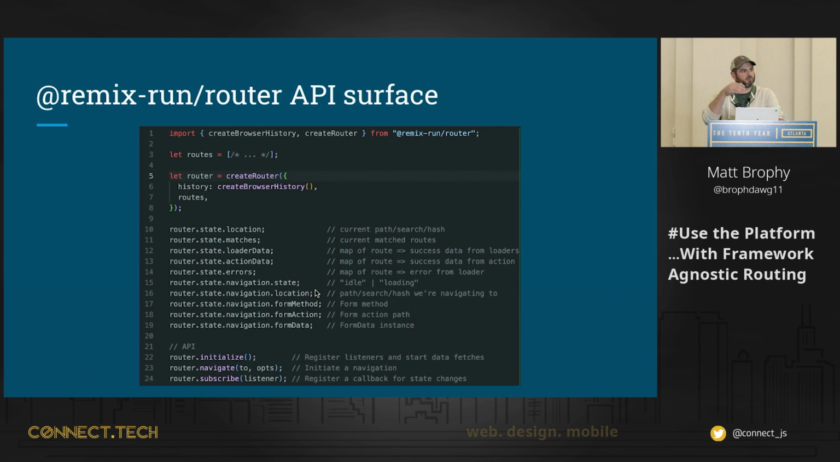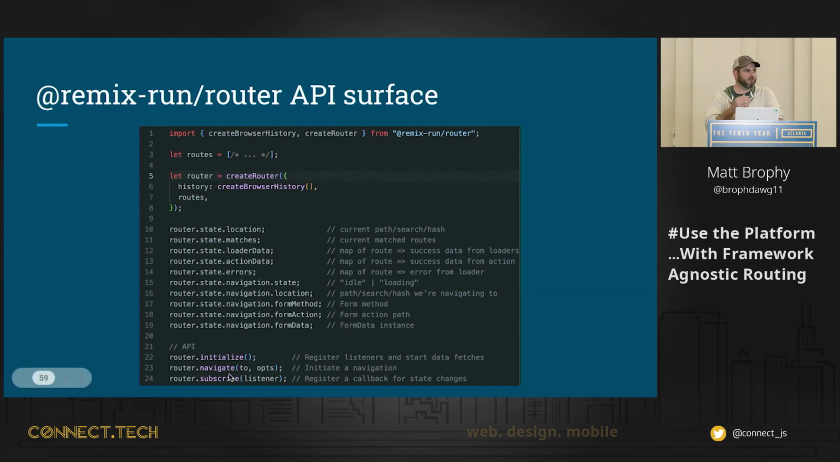It's going to give you the location we're navigating to, so the path, the search, and the hash. And if it's a submission or mutation navigation, we're going to get the form method, the form action, the form data, and I believe the encoding type is in there too, which is just not in this screenshot. And then the public API for that thing: initialize is what sets up all the history listeners and kicks off the initial data fetches.